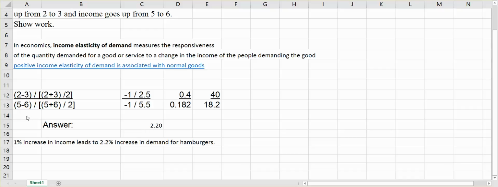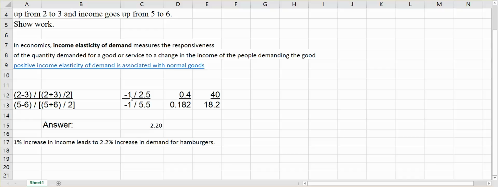We want to do the same thing with income. Income goes from 5 to 6. It goes up by 1, or we represent that when we subtract as a -1 there, even though it did go up by 1. And then we add the beginning of 5 plus 6 for the income. That gives us 11. Divided by 2 is 5.5.